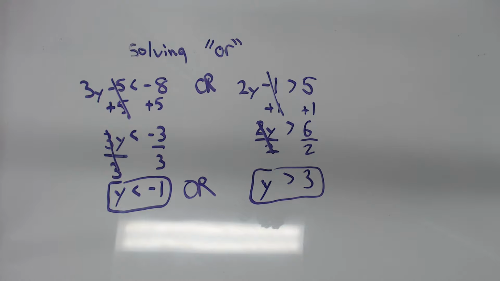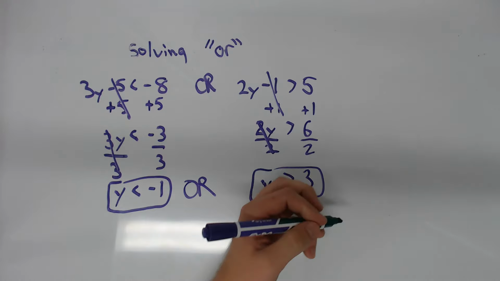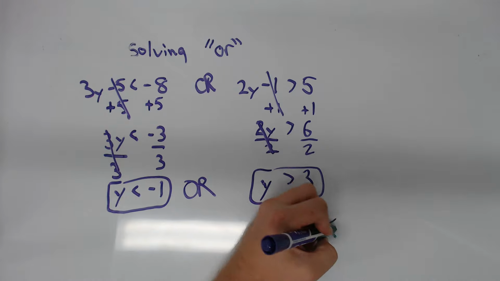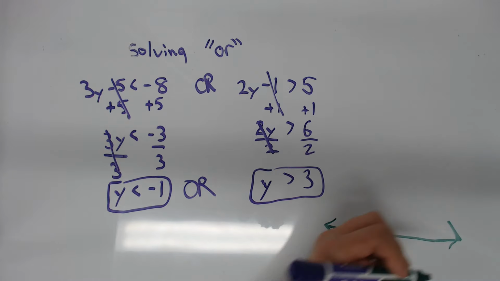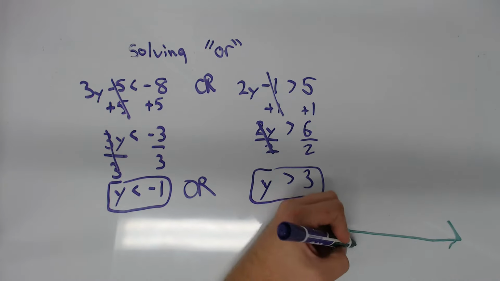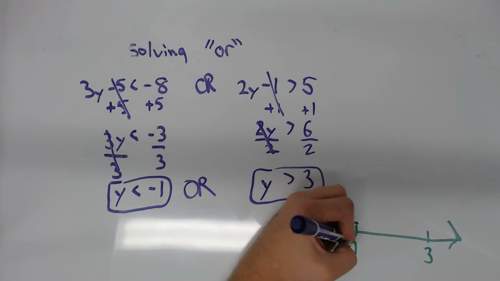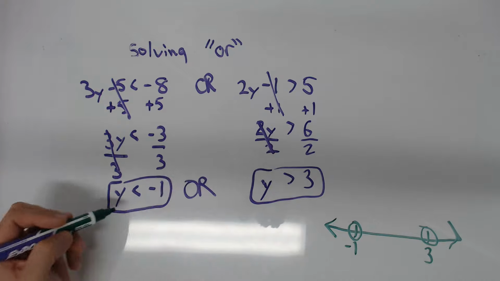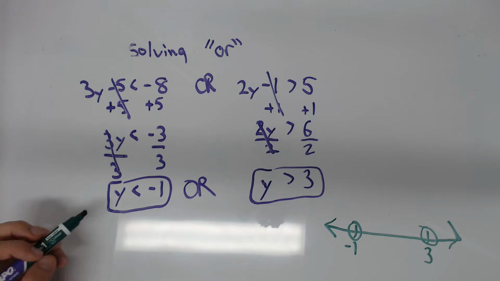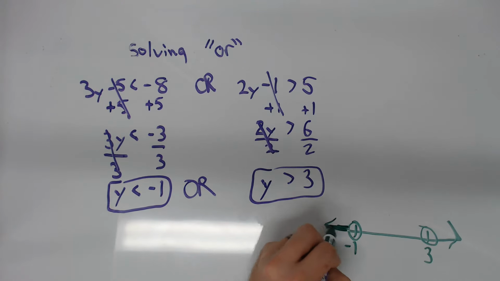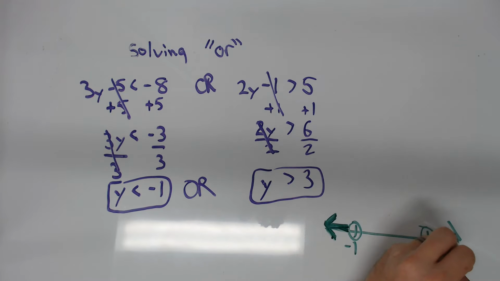So now when we graph them, because it's an OR inequality, we should expect them to go away from each other. So I have -1, and I've got +3. They're both open circles because neither of them has an or equal to, and I'm smaller than -1, bigger than 3, and that's my answer and my graph.